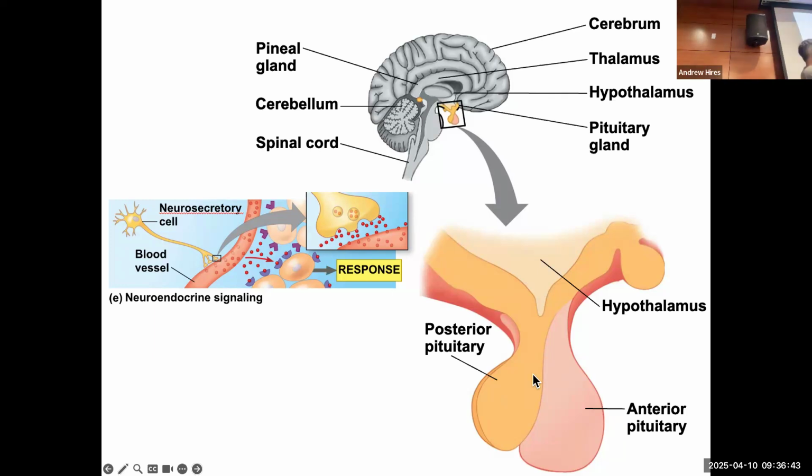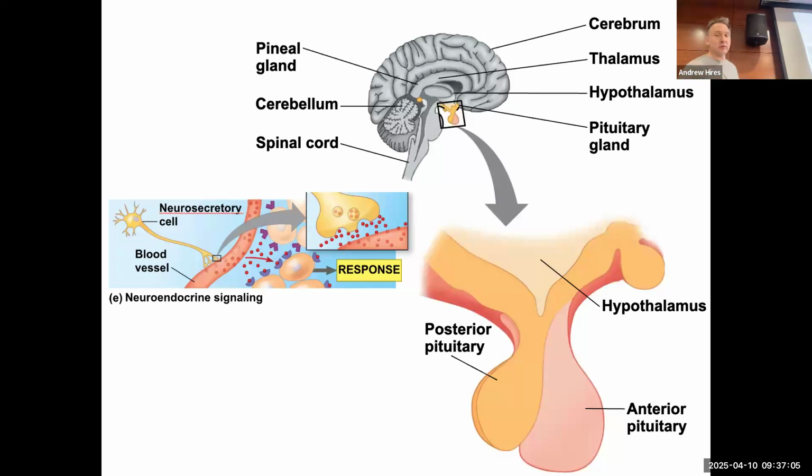It's a continuous part of the brain, okay? And those hormones are going to be stored and released in the posterior pituitary from cell bodies that are up in the hypothalamus. On the other hand, the anterior pituitary gland is going to be controlled by hormones released from the hypothalamus, which then act on different cell types within the anterior pituitary.